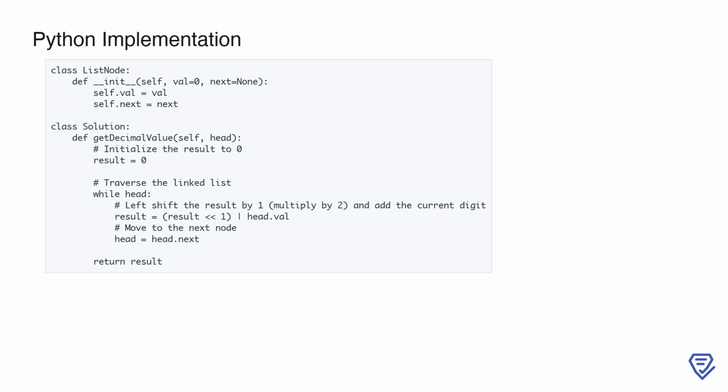Efficiency. Time complexity: O(n), where n is the number of nodes in the linked list, as we traverse each node exactly once. Space complexity: O(1), as we use only a constant amount of additional space. This approach is efficient and leverages bitwise operations for optimal performance, making it well-suited for converting binary numbers represented in a linked list to their decimal equivalents.